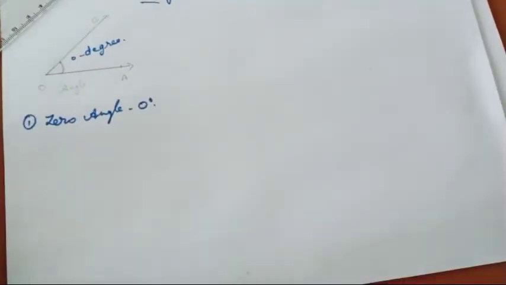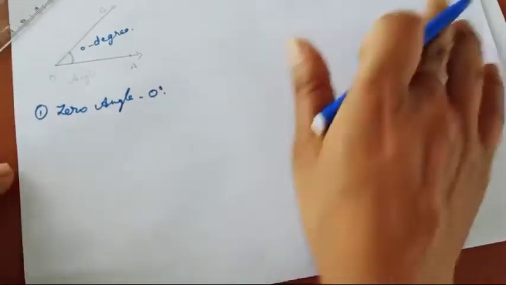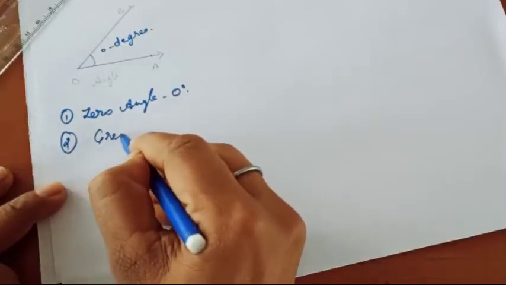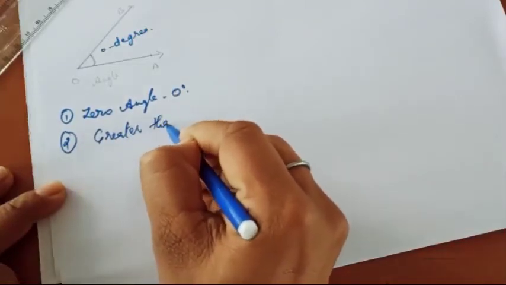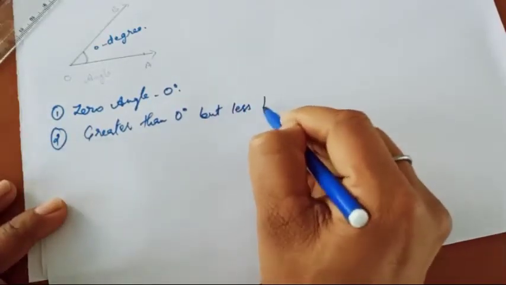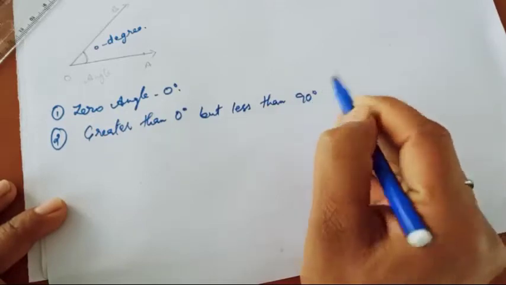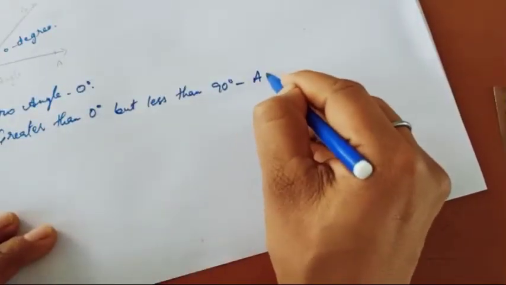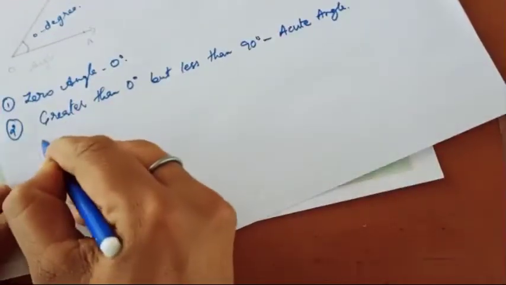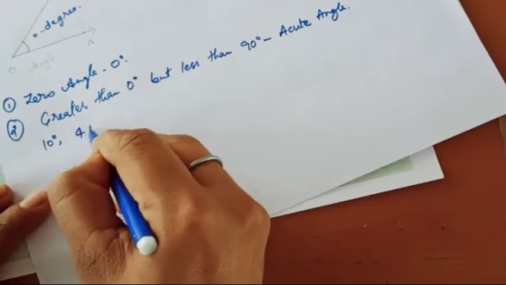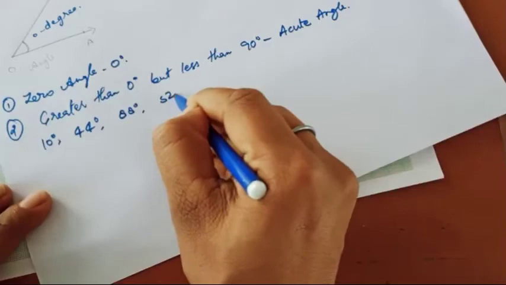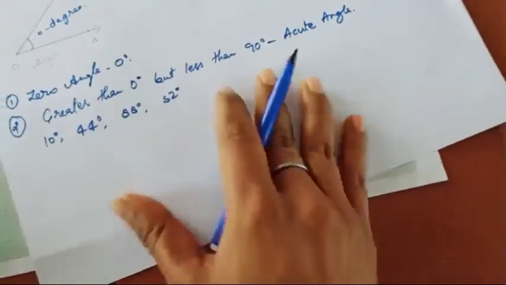Suppose we have an angle which is greater than 0 degree, but less than 90 degree. That we call acute angle. For example, 10 degree, 40 degree, 44 degree, 88 degree, 52 degree. All these are examples of acute angle.